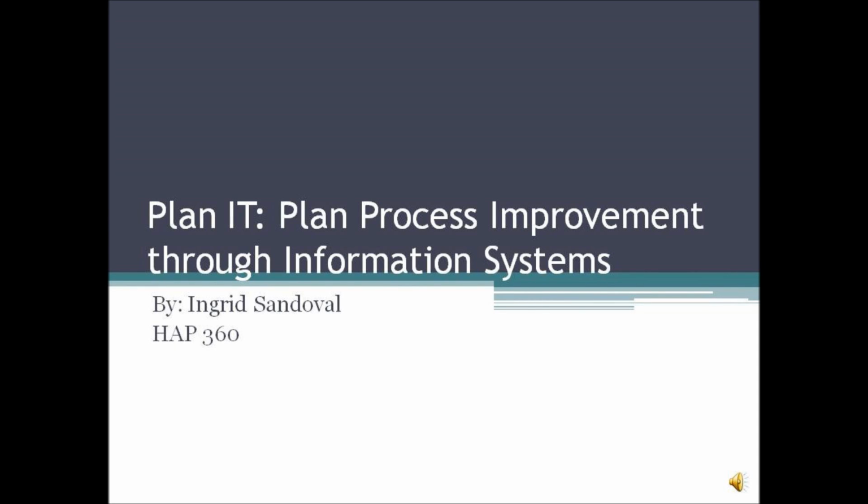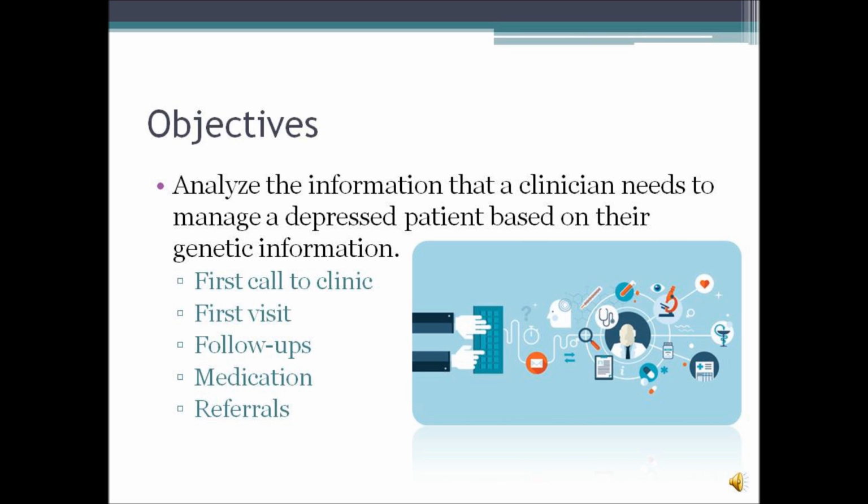I will be talking to you guys about the plan process improvement through information systems. The objective of the assignment is to analyze the information that a clinician needs to manage a depressed patient based on their genetic information. In order to fulfill this objective, I will identify needed components. Such components include information needed on first call to a clinic, first visit, subsequent follow-ups, medications prescribed, and referrals given.